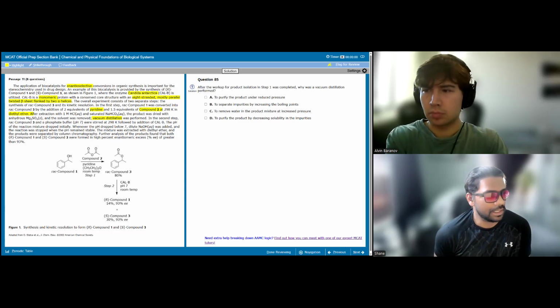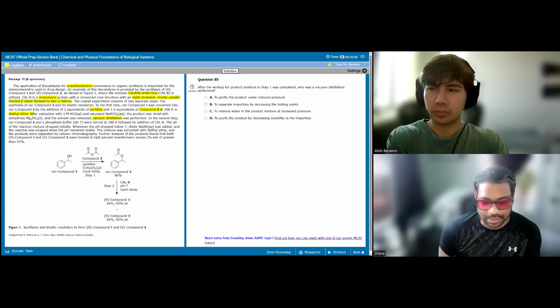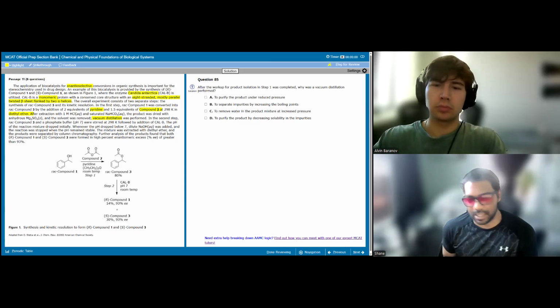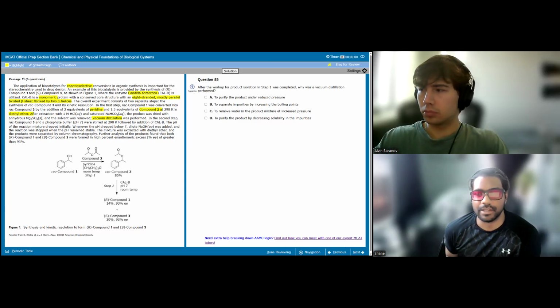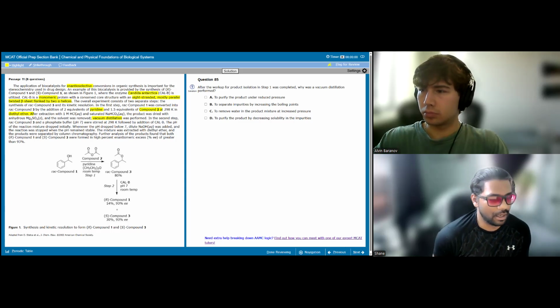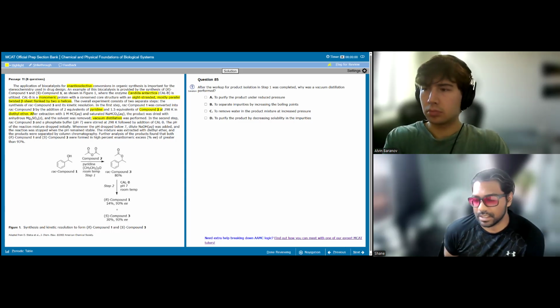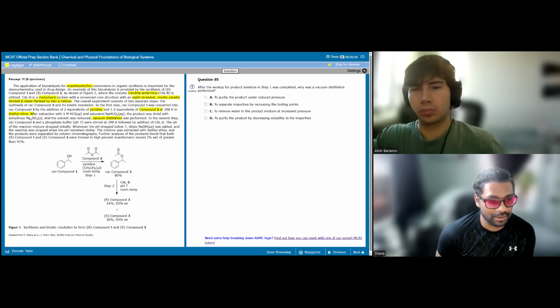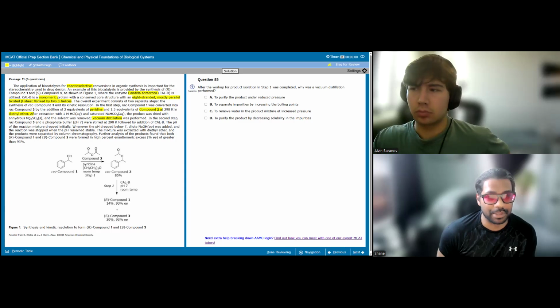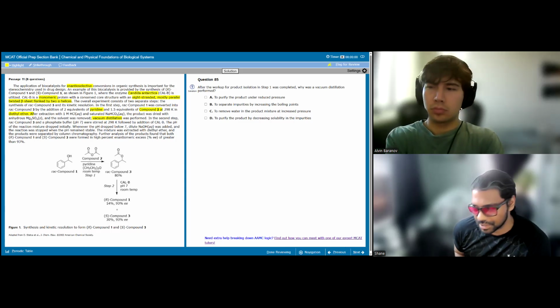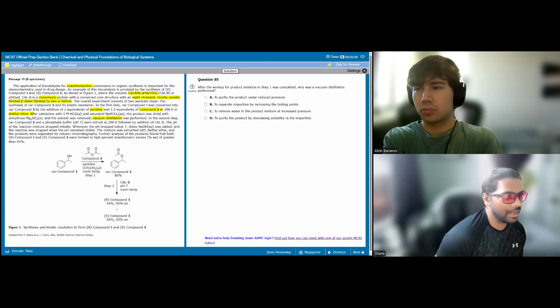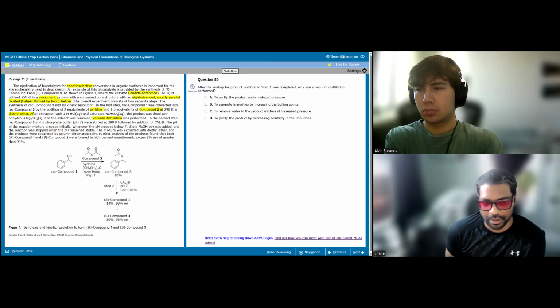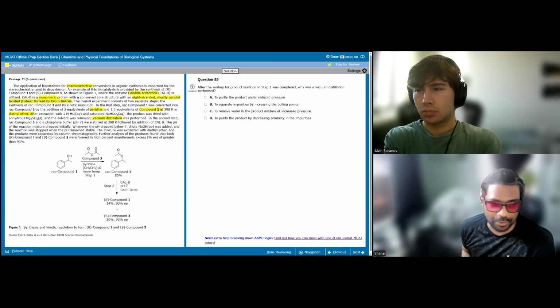So yeah, that's how I want you to think about it. Distillation takes advantage of the differences in boiling points, and vacuum distillation can be particularly useful for things that have really, really high boiling points because you can lower the boiling point by reducing the vapor pressure by creating a vacuum.